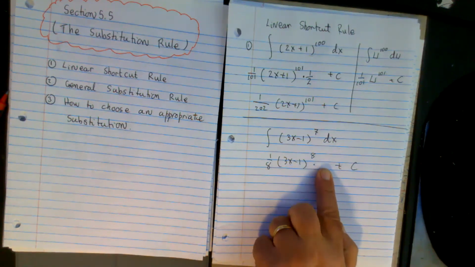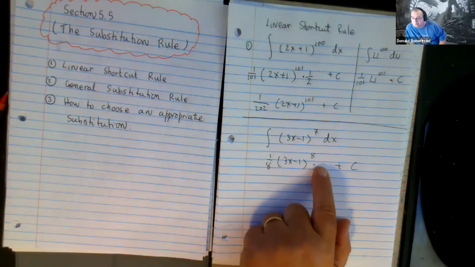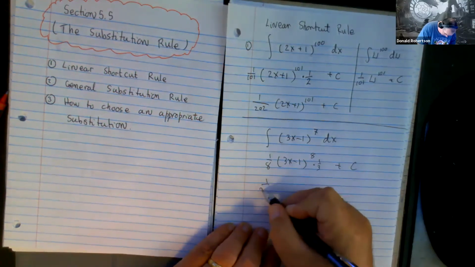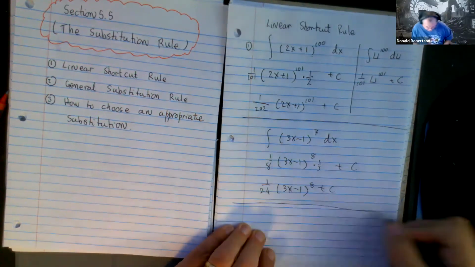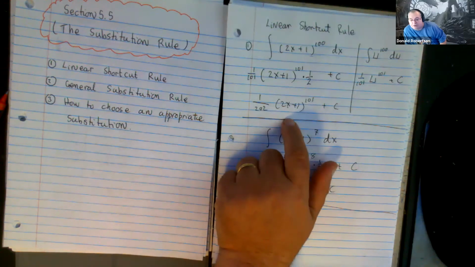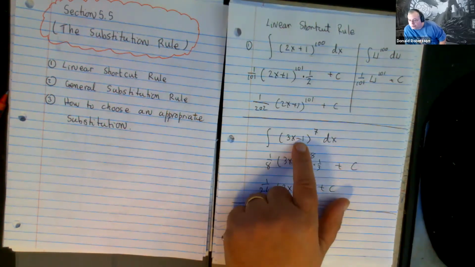Okay. Well, it was 1/2 up here because that was 2, but what's it going to be this time? Third. Yeah. So you get 1/24, 3x minus 1 to the 8th plus 6 plus c. Would you agree that this shortcut, this linear shortcut method, is very fast? The only other alternate would be to FOIL that out and do a power rule on it. And no, I wouldn't even want to try that. Now, I guess you could try that one if you really want to prove that this works.